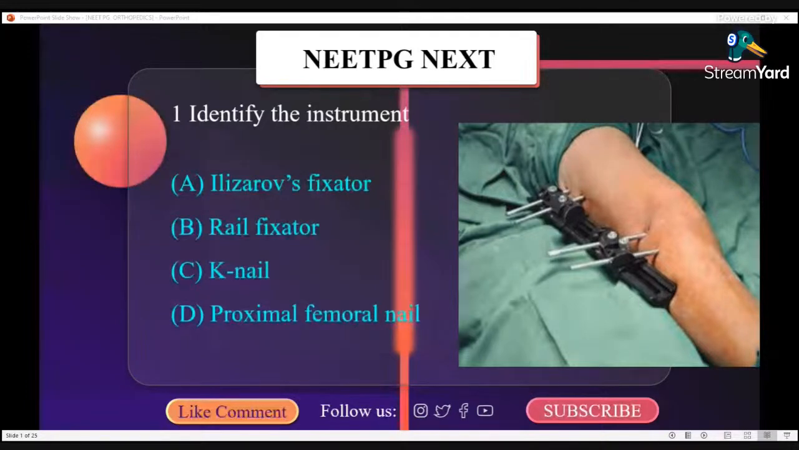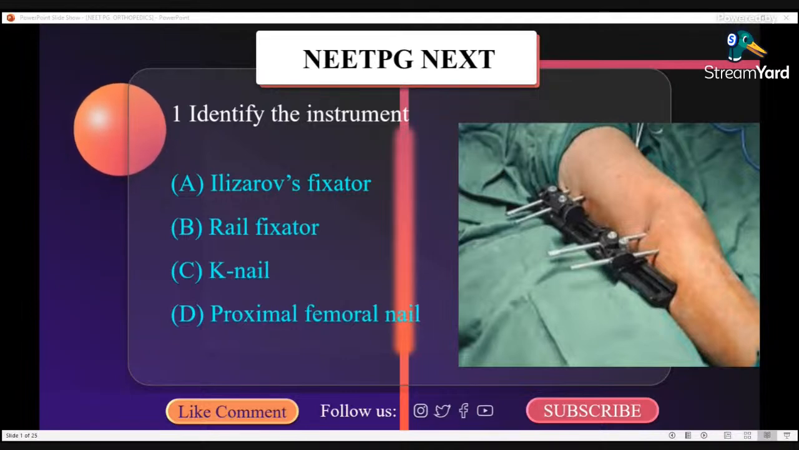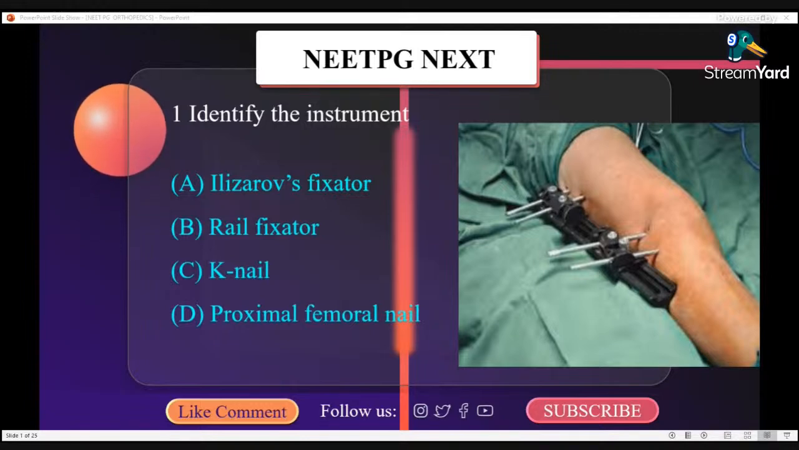Identify the instrument. A. Ilizarov's fixator. B. Rail fixator. C. K nail. D. Proximal femoral nail. What do you think is the correct answer here? The correct answer here is B. Rail fixator.